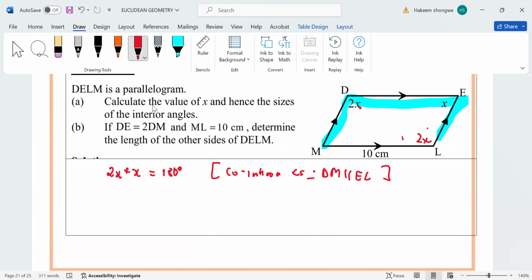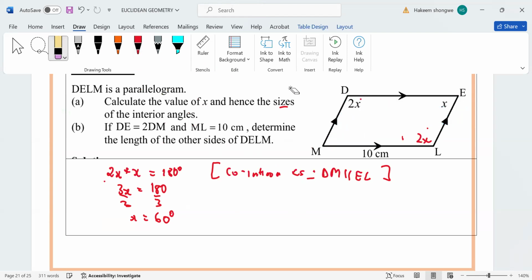We're going to tell them, okay, it's simple. 3x is going to be 180, divided by 3, x is going to be equal to 60 degrees. That was the first question: calculate the value of x, hence calculate the size of the interior angle. Now, if this one is 60, what is going to be 2 times 60? So it means we can come and tell them, we know this one. This one here is going to be equal to what?